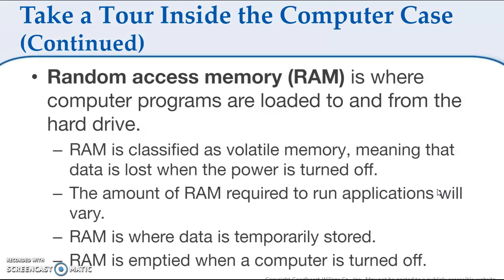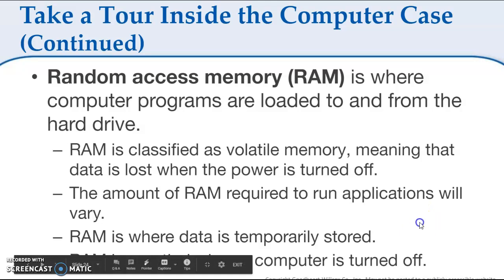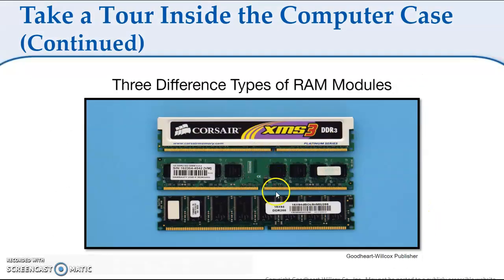Random access memory, or RAM, is where computer programs are loaded to from the hard drive. The RAM is classified as a volatile memory, meaning that data is lost when the power is turned off. RAM is required to run applications, and RAM amounts might vary. RAM is where data is temporarily stored and emptied when the computer is turned off. RAM chips look like this, and they can have different standard amounts, from 256 gig up to a couple of terabytes, I believe, is as far as they've gone now.